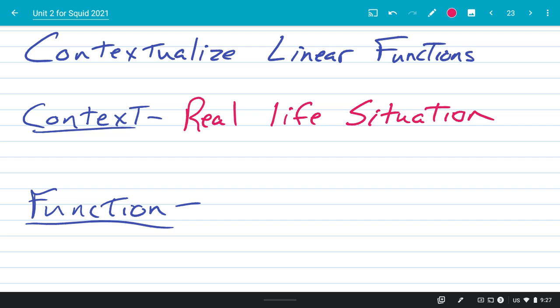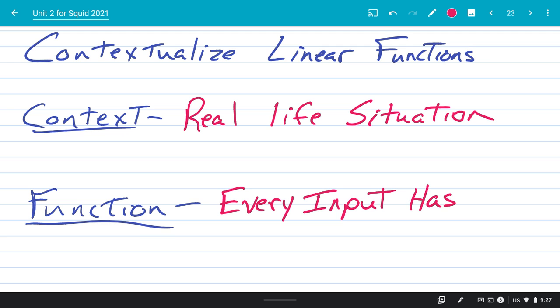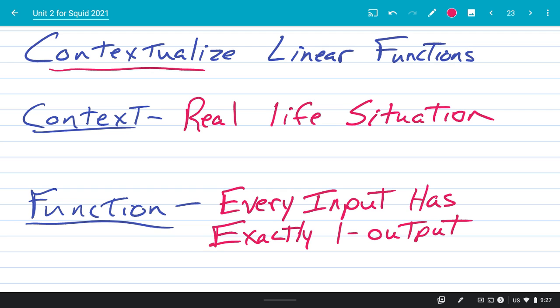Reminder of what is a function. What is a function? Very good. Every input has exactly one output. We've spent a lot of time on that in the first unit. We remember what a function is. So we've talked about contextualize, and we've talked about functions. I'm not going into those any further.